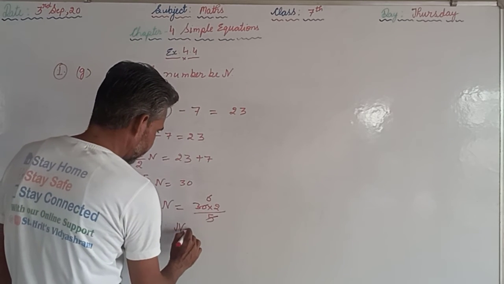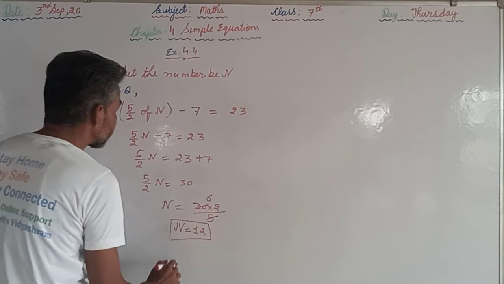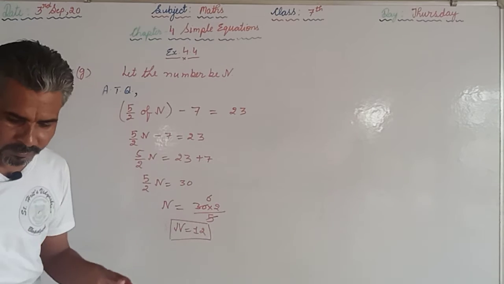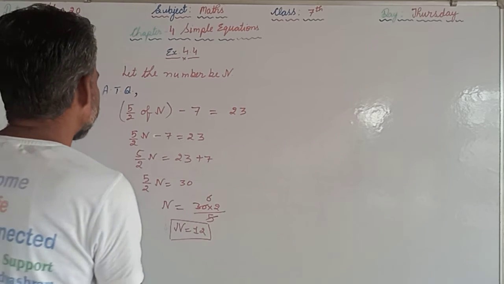So n will be 12. So the number which Anwar thought was 12. So like this we are supposed to proceed. We will take now question number 2. In question number 2 also 3 parts are there. So we will start with the first part, that is part A.